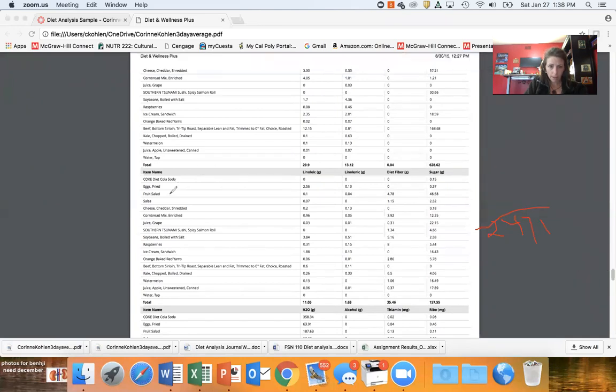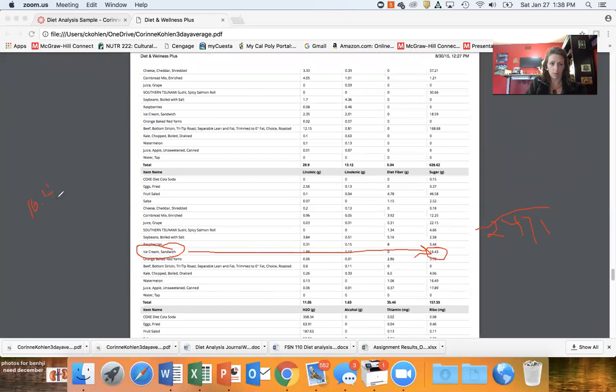Diet Coke, eggs, fruit salad, salsa, cheese, cornbread, juice, grape. Remember, I said this was 100% because I do remember. Raspberries, those are all sources of natural sugars. Ice cream, however, not so much. That is definitely added sugar. So I'm going to see how much sugar my ice cream sandwich had in it. It had 16.4 grams.